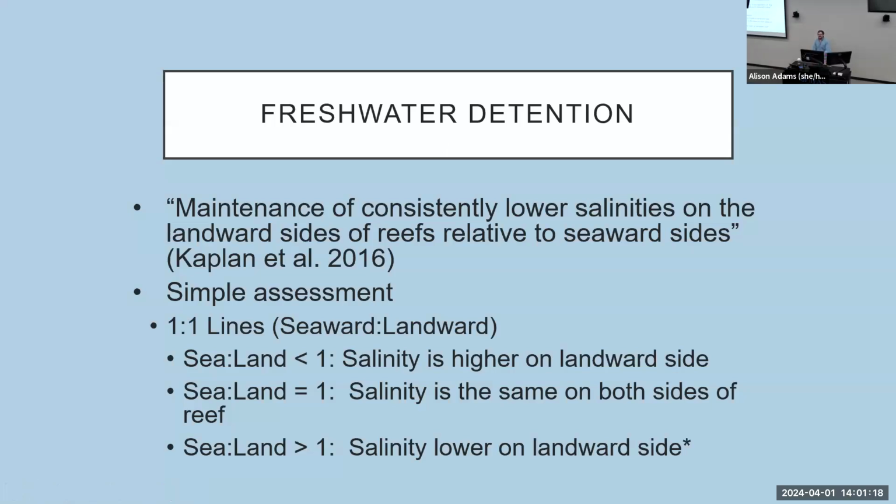And so to look at the overall idea of freshwater detention, it might help if I explain what that is. As defined by earlier work in the area, freshwater detention is the maintenance of consistently lower salinities on the landward side of the reefs relative to the seaward sides. In earlier work, they used just a simple assessment, so I've recreated that here. And that was just these one-to-one lines. So looking at the ratio of the salinities on the seaward to the landward side. If these values are less than 1, salinity is higher on the landward side. If they're equal, it's equal on both sides. And if it's greater than 1, then salinity is lower on the landward side. And if we see consistent ratios greater than 1, then that would indicate evidence of freshwater detention.